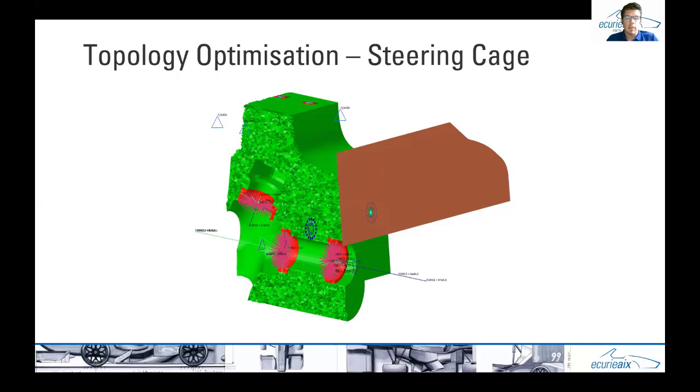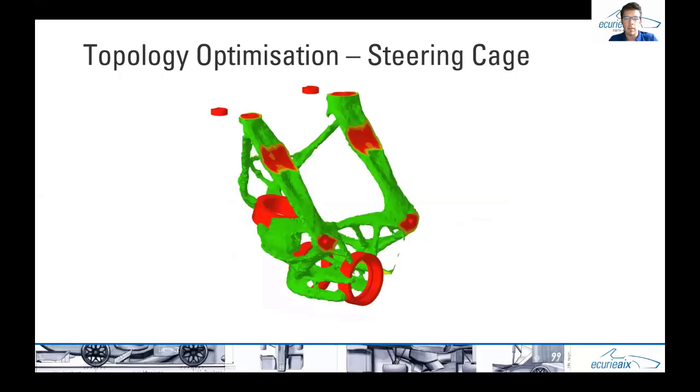And here on the slide, you can see the installation space we gave the program and the corresponding bearings with their forces, the forces which the simulation should take into account. We determined these forces beforehand, so that we got realistic simulations for our steering cage. And after some simulation, we got this result.